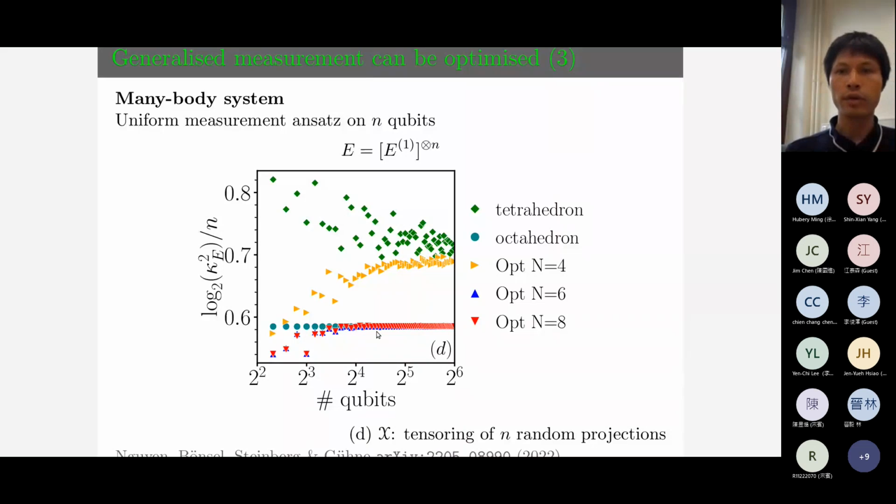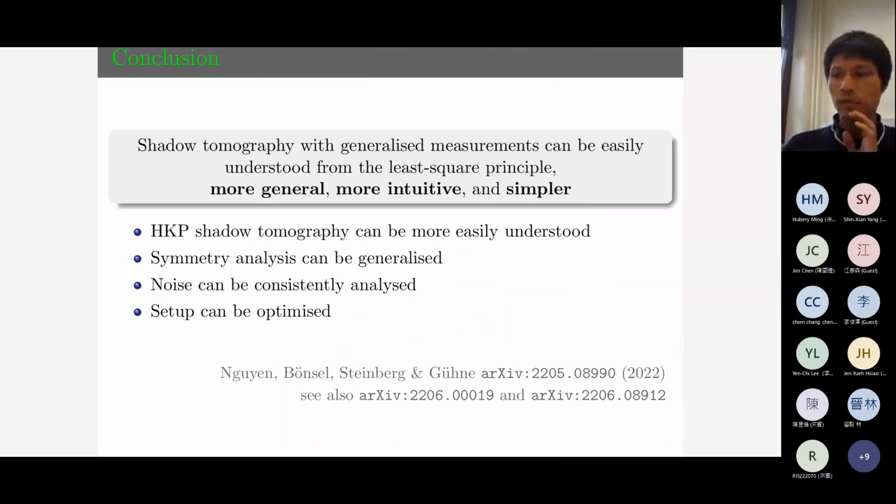So it also converges quite quickly to the octahedron, which also points to the fact that for the qubit platform, probably the octahedron measurement is a quite robust thing to use for shadow tomography, which is good news in any case. So with that, I close my talk now.